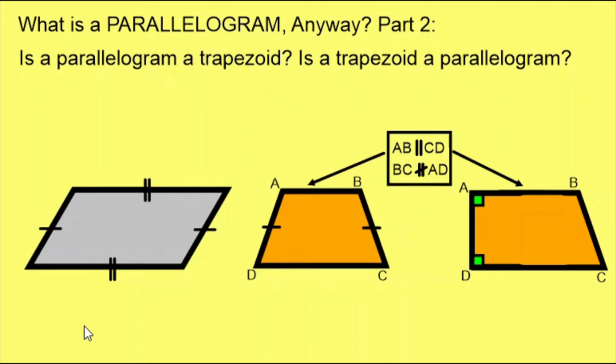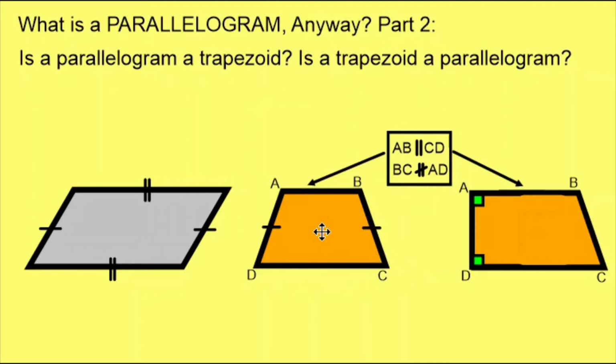We're comparing the parallelogram to the trapezoid, and we're asking the questions, is a parallelogram also a trapezoid? And is a trapezoid also a parallelogram? On the left, I have a parallelogram. These two lines on the shorter sides show that those two sides are equal in length. And these two pairs of double lines on the longer sides show that those two sides are also equal in length. On the right, I have two trapezoids.